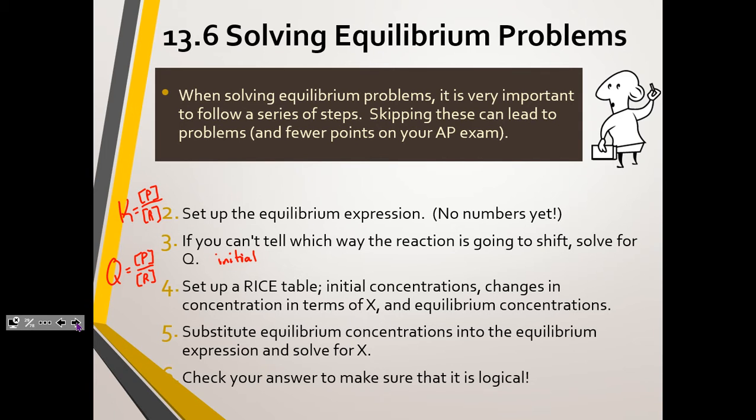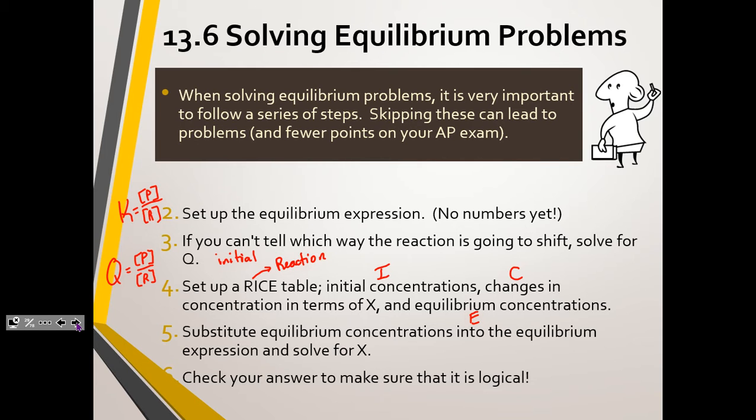Step 4, we're going to set up a R.I.C.E table, which is the initial concentrations, the change in concentrations in terms of X, and the equilibrium concentrations. So I is for initial, C is for the change to get to equilibrium, and E is for the equilibrium. So what does R stand for? R stands for the reaction. You're going to have that reaction.